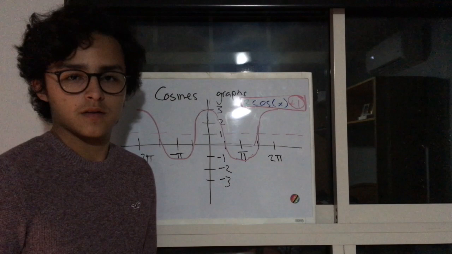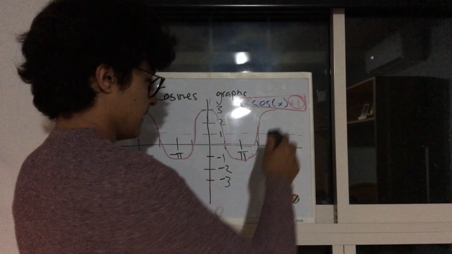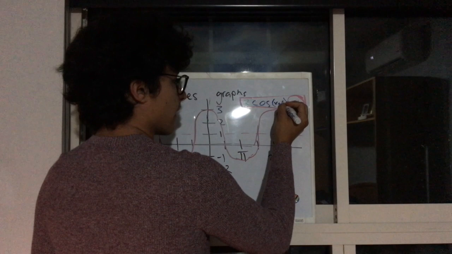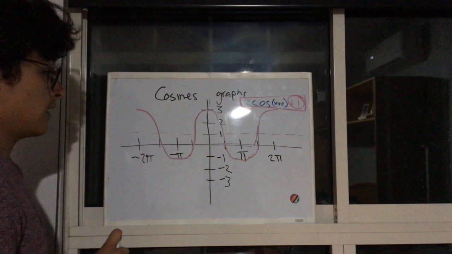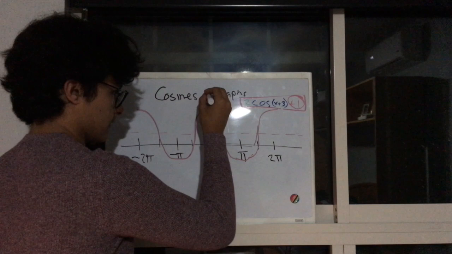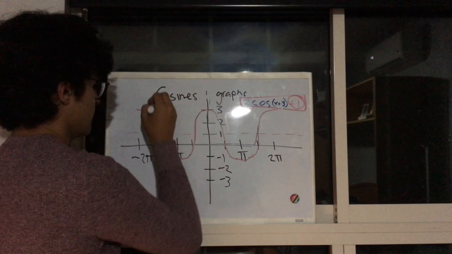So now what we're going to do is inside x we're going to add a plus 3. So what our cosine graph will do is this vertical axis we have here, it's going to move 3 units to the left. So our graph is going to start from here.